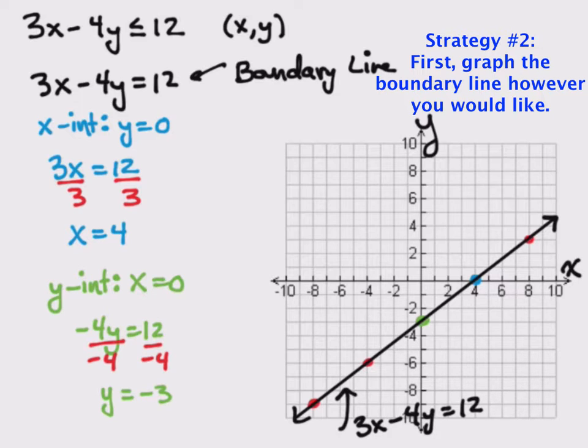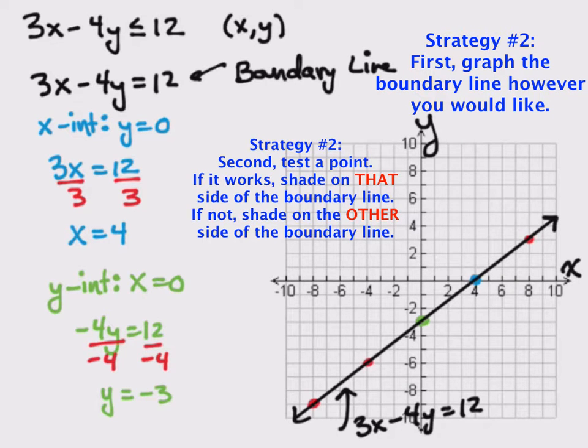Well, here's my claim. It's either going to be the case that all of the ordered pairs above this line are solutions, and all the ones below are not, or the opposite, where all of the ordered pairs below this line are solutions, and all of the ones above are not. So all we have to do is test one point that's just not on the boundary line. And if it works, we shade that side of the line. And if it doesn't, we shade the other side of the line. Now here's my question. What do you think a good ordered pair is to try?